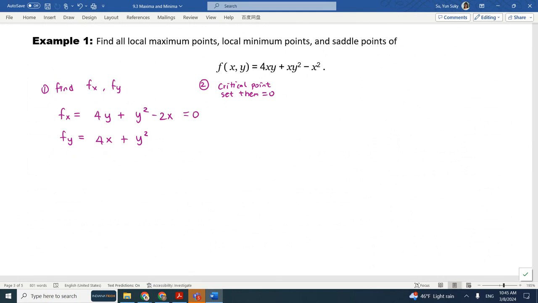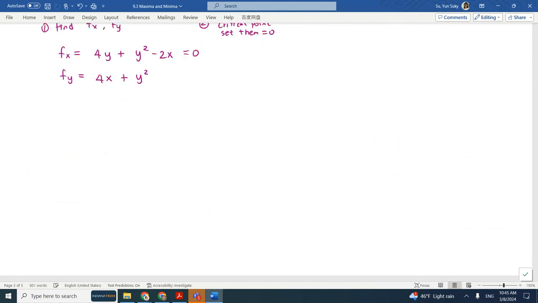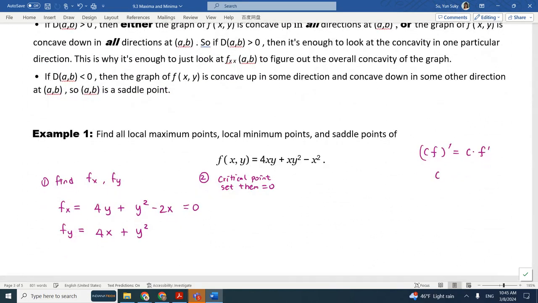The derivative of a number is 0. Derivative of a constant, so you gotta be careful. If the number is multiplied by it, then it stays here, because of the constant multiple rule. Like c times f prime is c times f prime. But if it's just c by itself, it will be 0. So we set them equal to 0 and we solve for x and y.